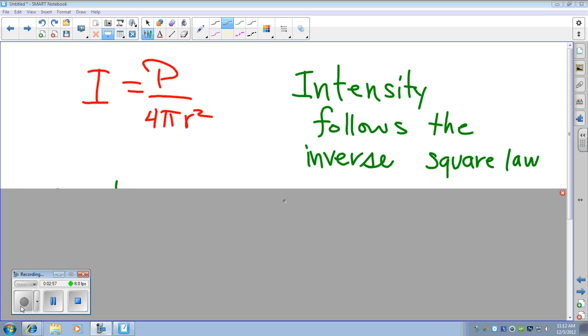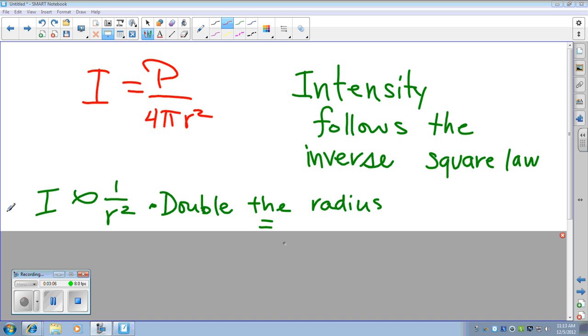It's an inverse relationship. And really, it goes just a little bit more than that, though, because I can actually begin to talk about how much the intensity will increase or decrease. So the intensity is going to be proportional to 1 over the radius squared.